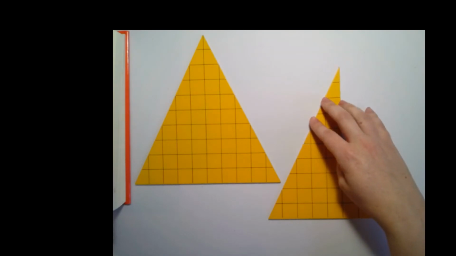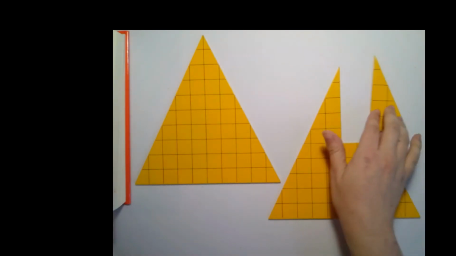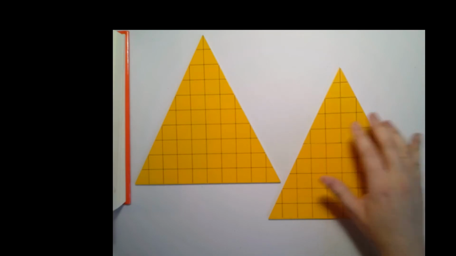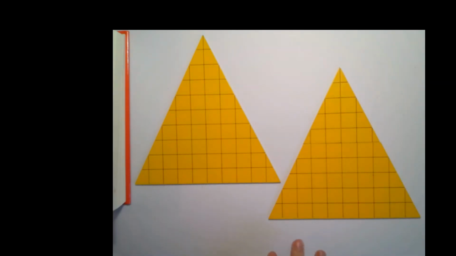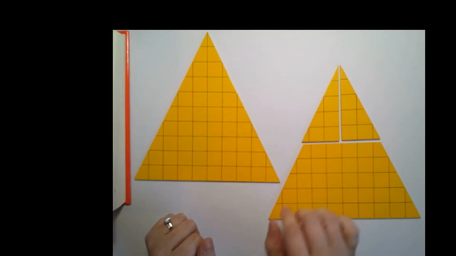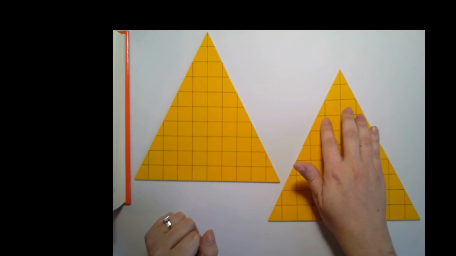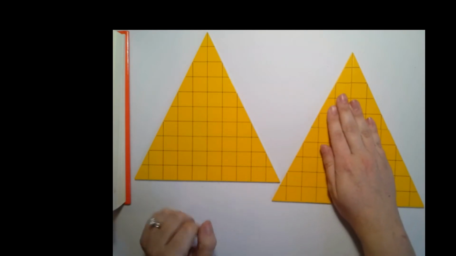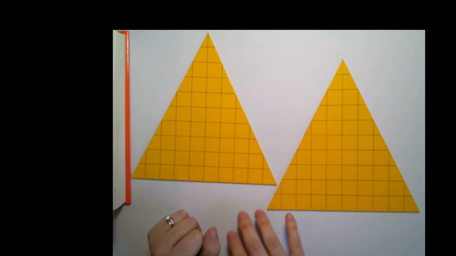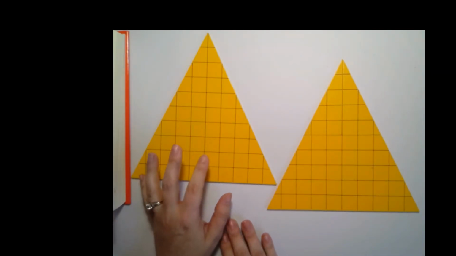So again, we have two acute triangles. And as we know from our previous work, they're the same size. The only difference is that this one is solid and this one is divided. So the other way we can find the area of an acute triangle. We saw the first way, which was doubling the area.